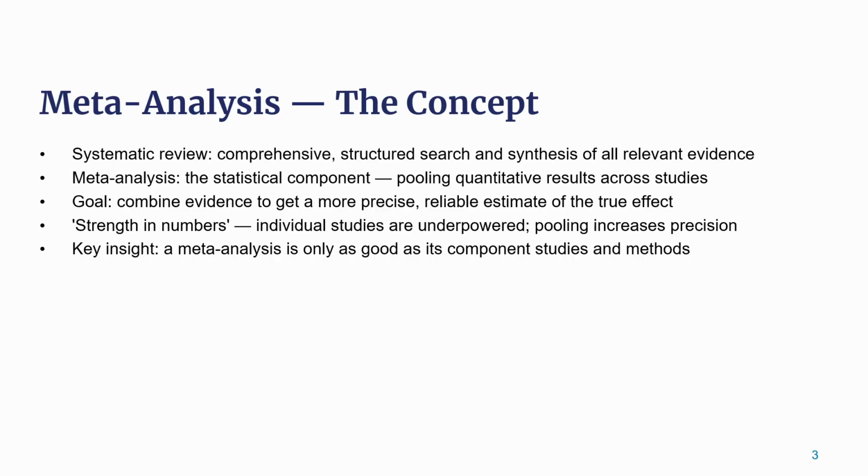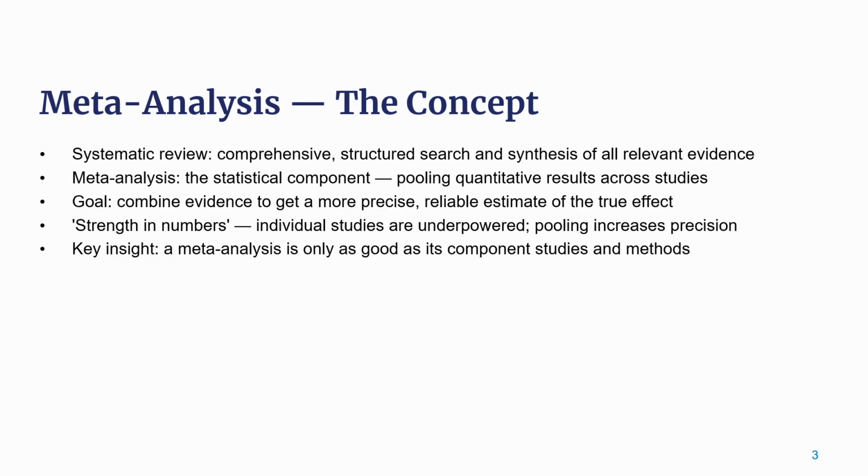A systematic review and a meta-analysis are related but distinct. The systematic review is the whole process: the structured literature search, the inclusion-exclusion criteria, the critical appraisal. The meta-analysis is the statistical step at the end where you actually pool the numbers. You can have a systematic review without a meta-analysis if the studies are too different to meaningfully pool, but every meta-analysis should be embedded within a systematic review.